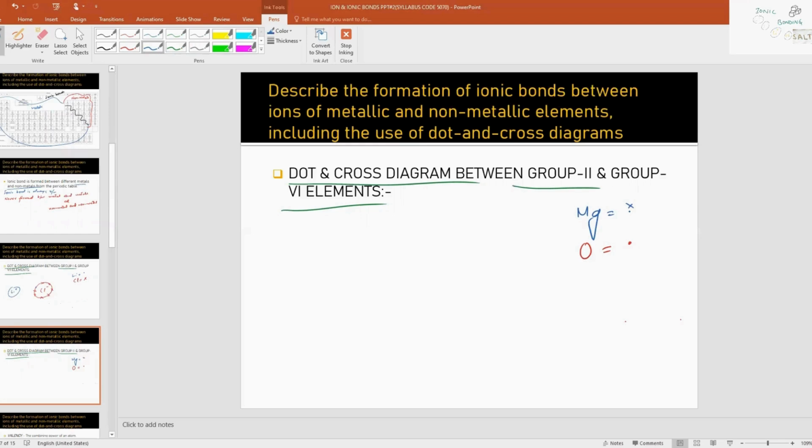Magnesium will lose 2 electrons and oxygen will gain 2 electrons. So the formula of the ions will be like this. Magnesium, after losing 2 electrons, will form an ion of the charge Mg2+, and oxygen will take up those 2 electrons and will acquire a charge of minus 2. First, I will show the valence electrons of oxygen: 1, 2, 3, 4, 5, 6. I have to pair up the electrons coming from magnesium, that is 1, 2. Oxygen will acquire a minus 2 charge as it has gained 2 electrons.